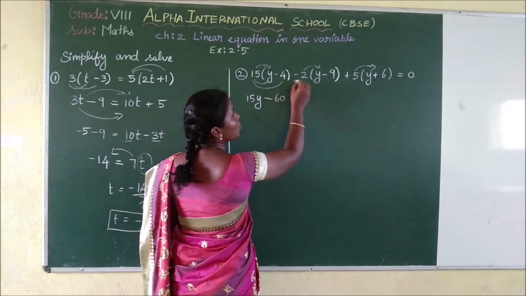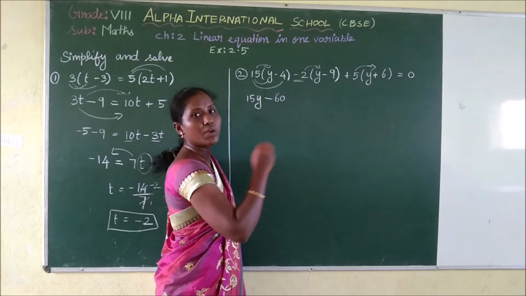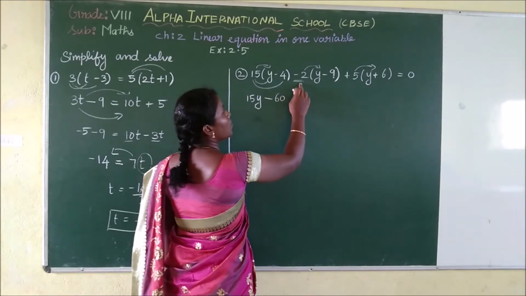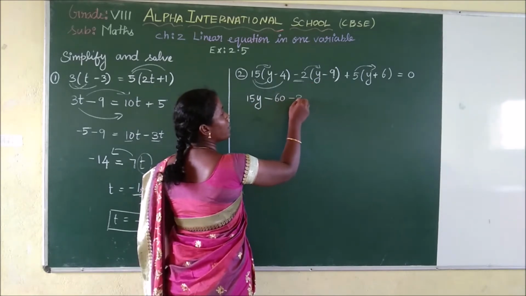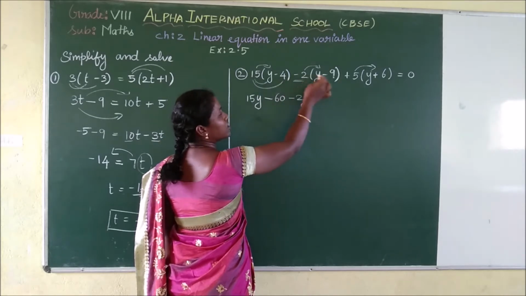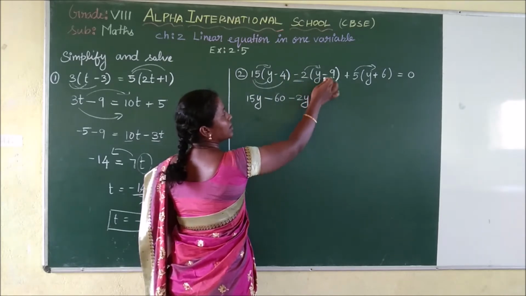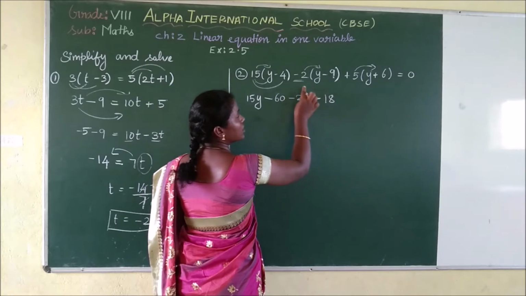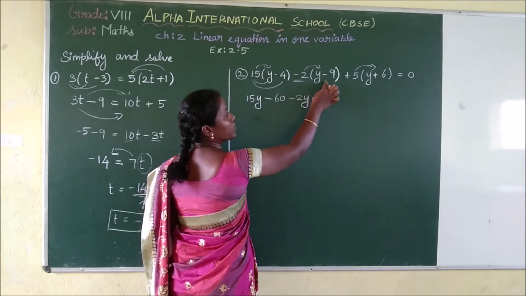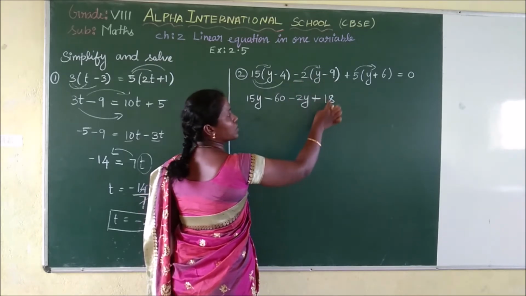Okay, next. Here it is under the operation minus. So along with the sign you have to multiply inside the bracket. So minus 2 into y, minus 2y. Minus into minus will become plus. 9 2s are 18. See, minus 2y, minus into minus will become plus, so 9 2s are 18.